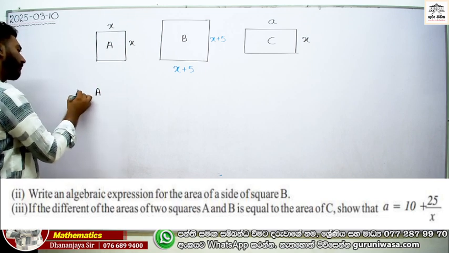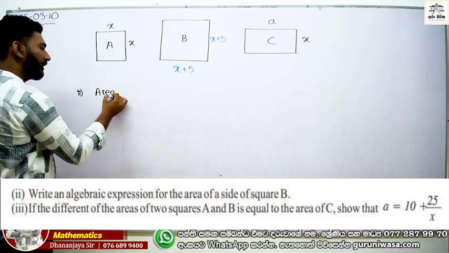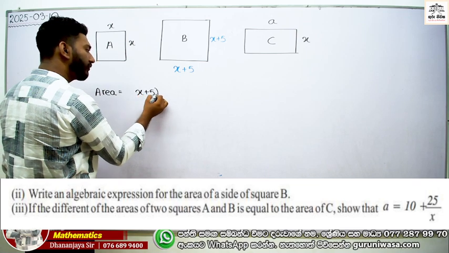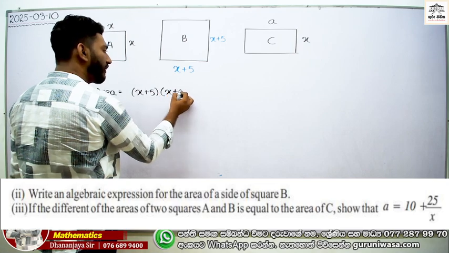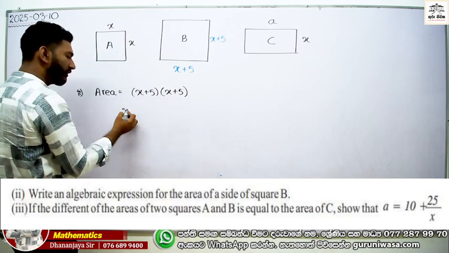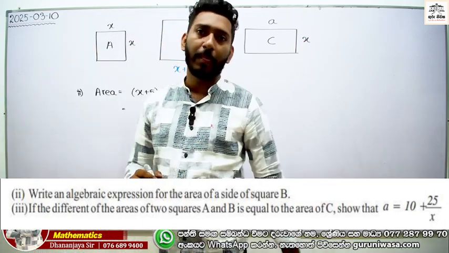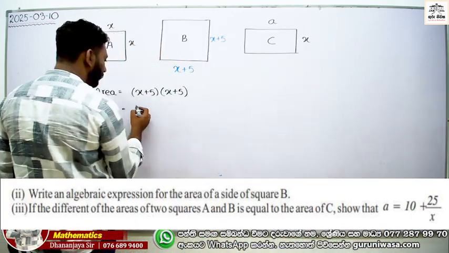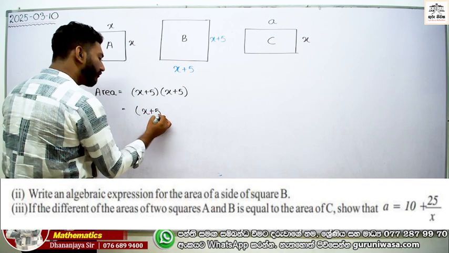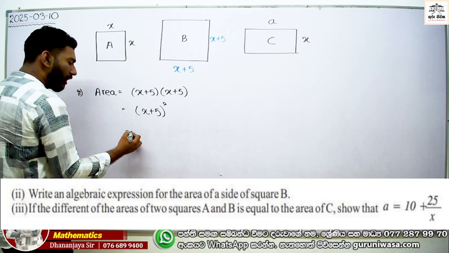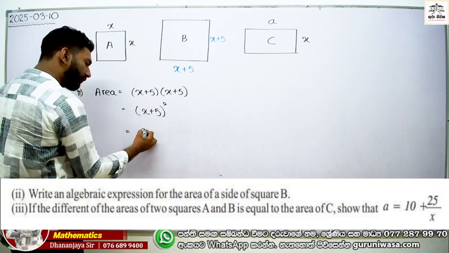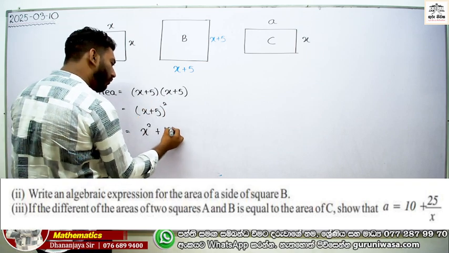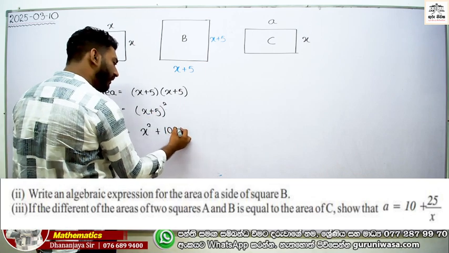We know that area is equal to the length of side into the length of side. X plus 5 into x plus 5. Look at this. Now use the knowledge about the powers. Use the knowledge about the square of binomial expressions. X plus 5 to the power of 2. Now you know how to expand it. First, x to the power of 2 plus 2 times x times 5. 2 times x is 2x, into 5 is 10x, and 25.